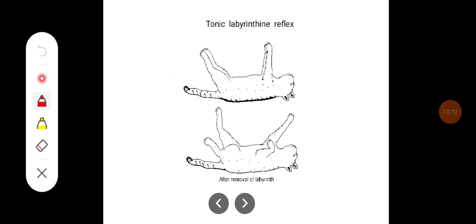So this is the tonic labyrinthine reflex when the decerebrate animal is put in a supine position. You can see the extension of all four limbs. And if in the same animal you remove the vestibular apparatus, then there will be a reduction in the muscle tone in the extensor group of muscles.